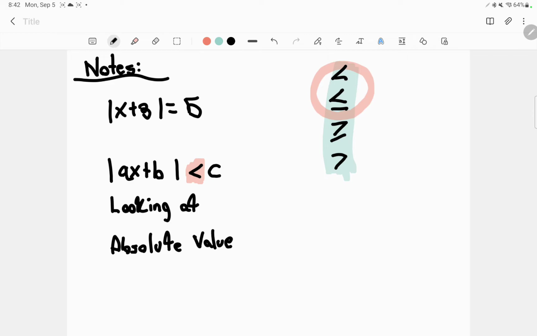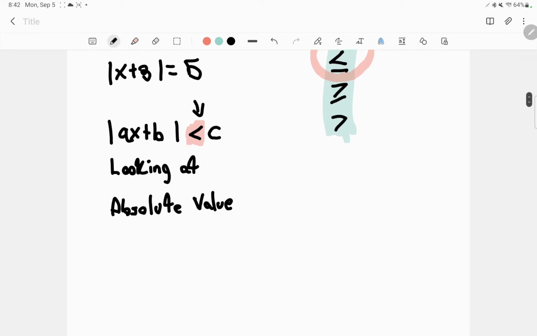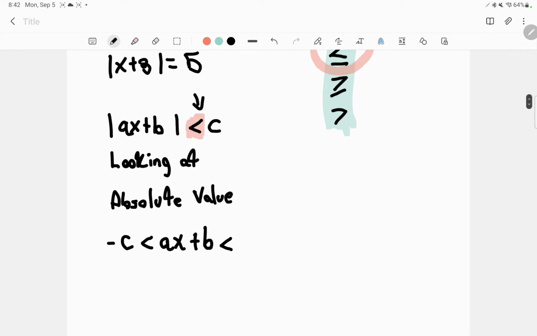If your inequality, which is this one right here, is looking at your absolute value, then you're going to have to write your problem as follows. You're going to have negative c, then you're going to write your inequality again. You're going to put whatever's inside of your absolute value, but now I'm going to be taking out the lines. Remember how we did before? You're going to take out the vertical lines, and you're just going to write it, and you're going to put positive c over here. That's how you're going to have to set up the problem.